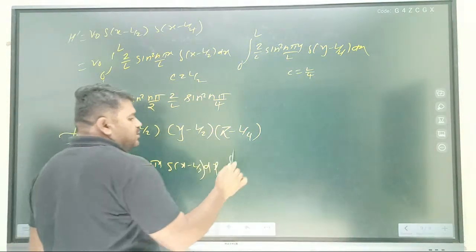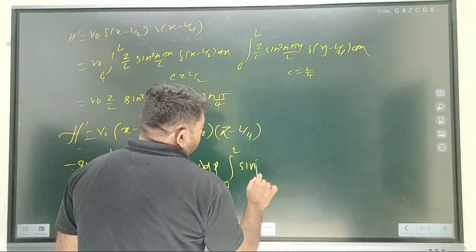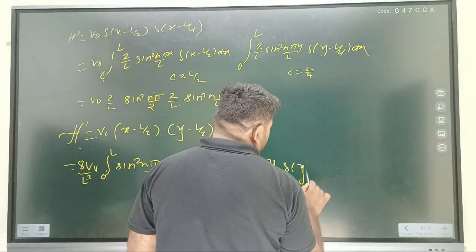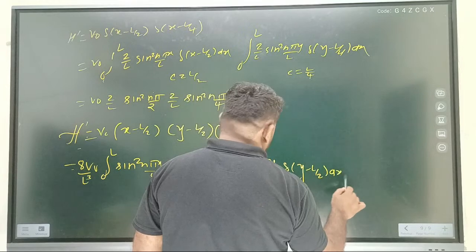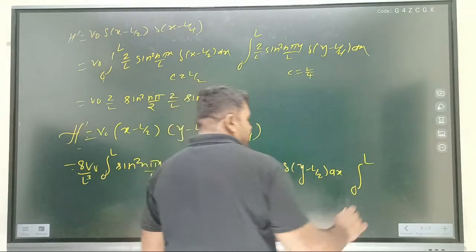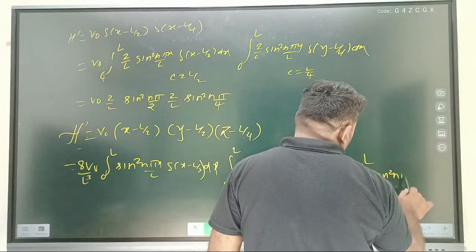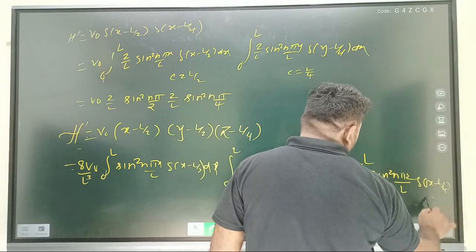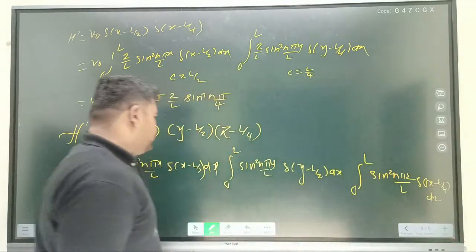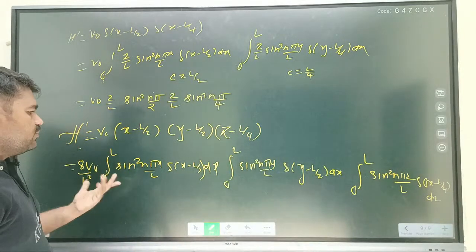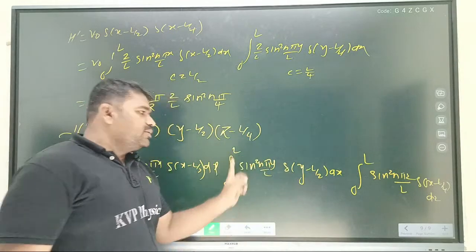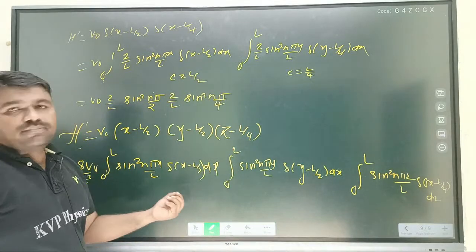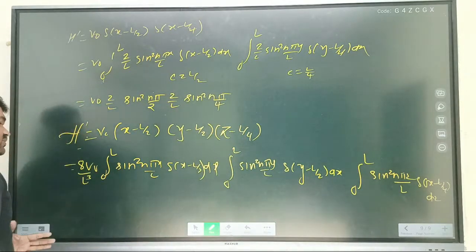Clear? Now the second integration, 0 to L sin square n pi y upon L into delta y minus L by 2 into dy. And the third one is 0 to L sin square n pi z upon L into delta z minus L by 4 into dz. Yes or no? Is L by 2 in between 0 to L? Yes. Is L by 4 in between 0 to L? Yes. No problem. Means f of x is replaced by f of c.